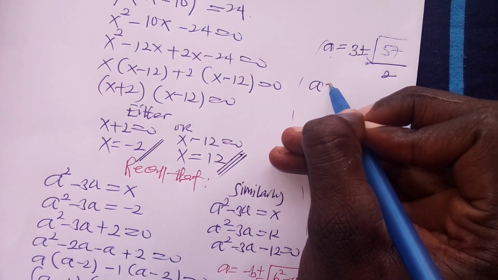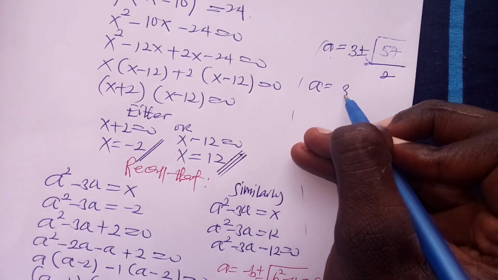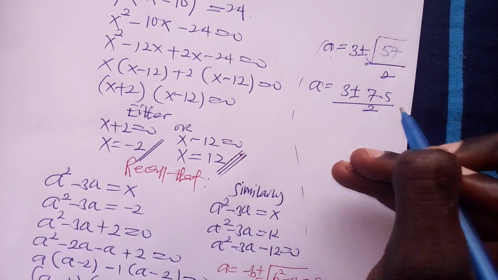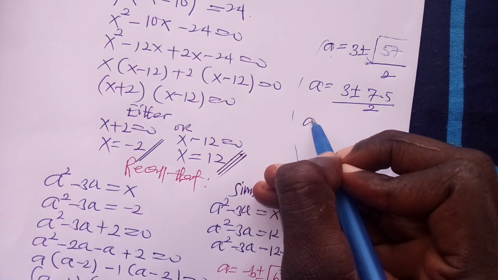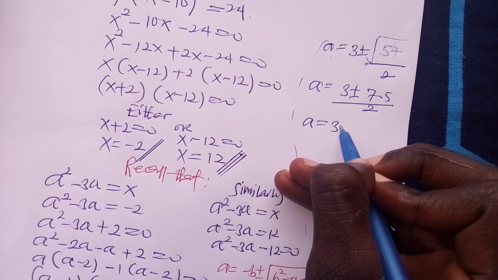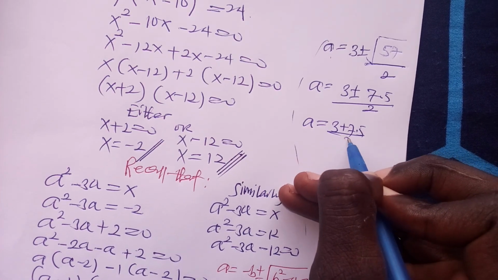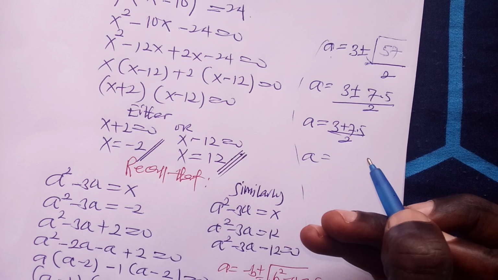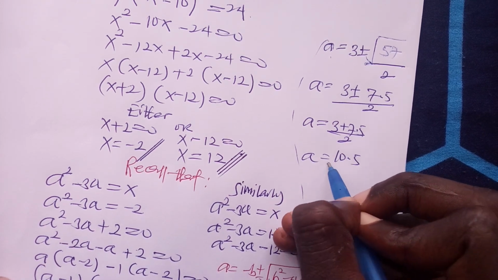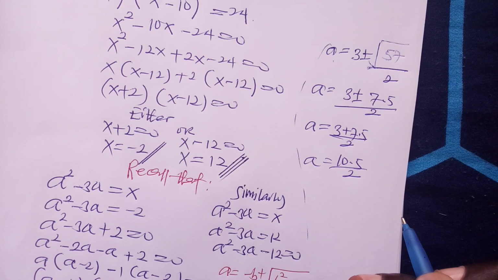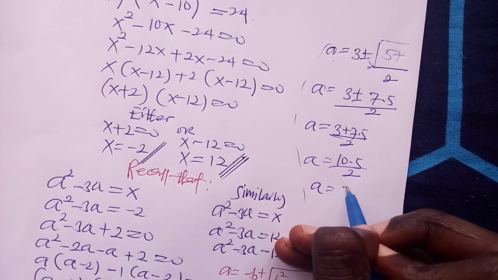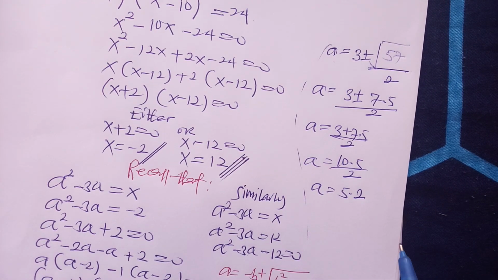Now we see a becomes 3 plus or minus 7.5 divided by 2. So automatically we say the value of a here becomes 3 plus 7.5 divided by 2. Then a here becomes 7.5 plus 3 giving you 10.5. 10.5 divided by 2, you are going to have 5.27. So a becomes 5.2, and this is the other value of a.